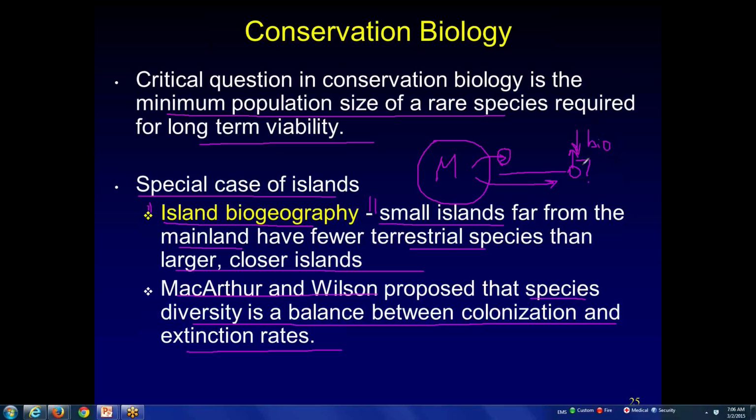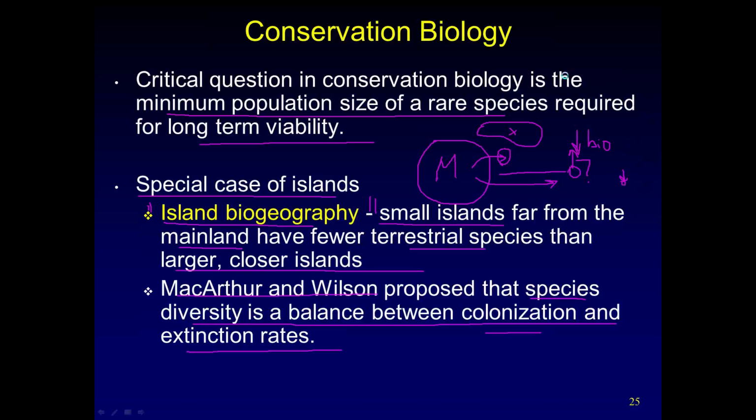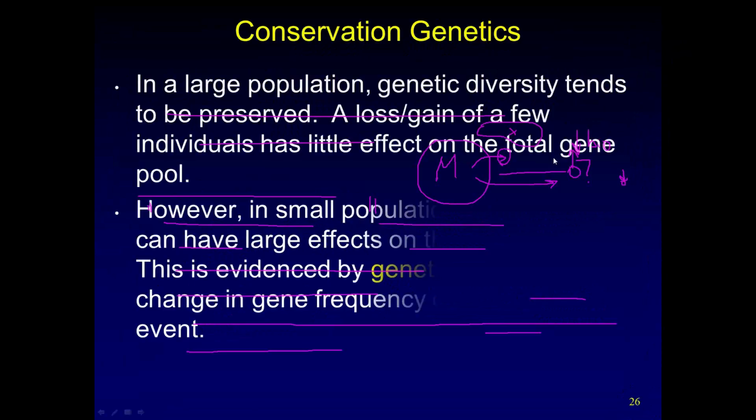Another issue is the size of the island. If you have a big island that's very close to the mainland, we expect biodiversity to be especially high here, versus a very small island far from the mainland would have the least biodiversity. And that's the idea of MacArthur and Wilson. So diversity is a balance between colonization, like from the mainland, and extinction rates that occur on the actual islands. And the smaller the island, typically the higher the extinction rate because there's fewer resources. So let's explore this topic a little bit more.